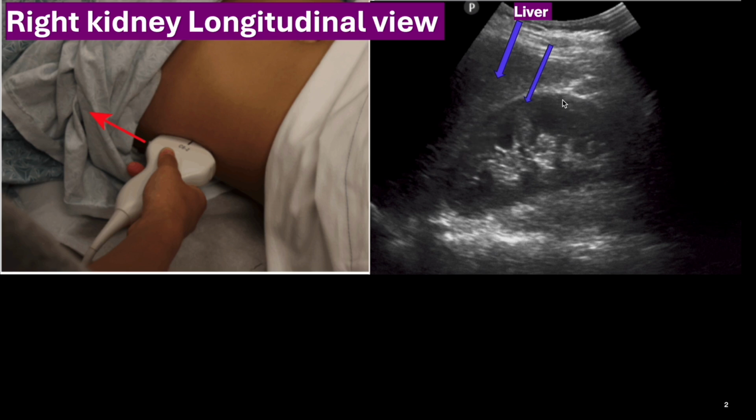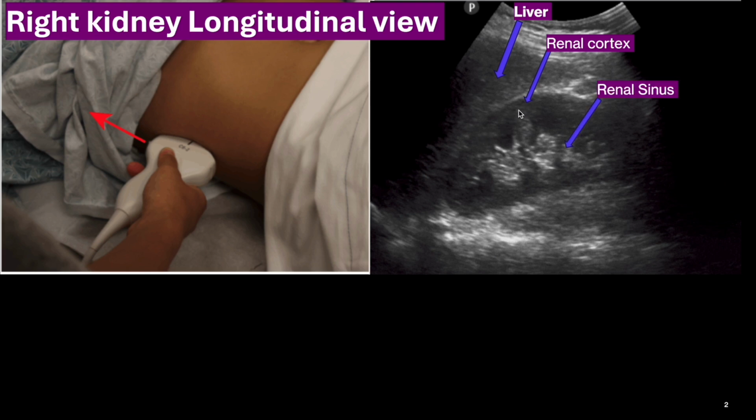So this is the renal cortex. This hyperechoic structure is the renal sinus. The renal sinus usually appears hyperechoic because it contains fat, and fat is echogenic in ultrasound. So this is the renal sinus.